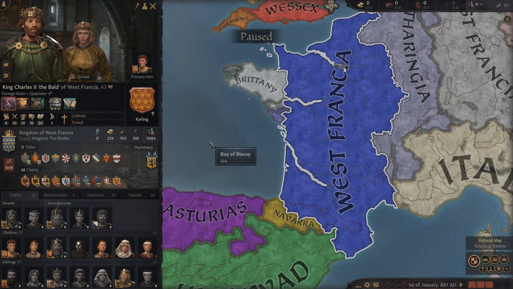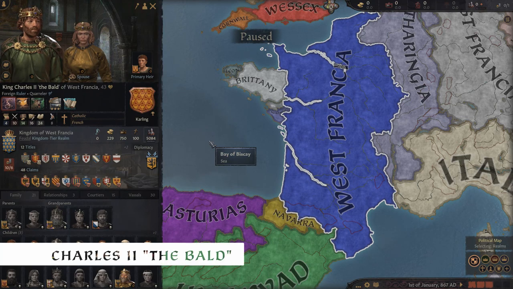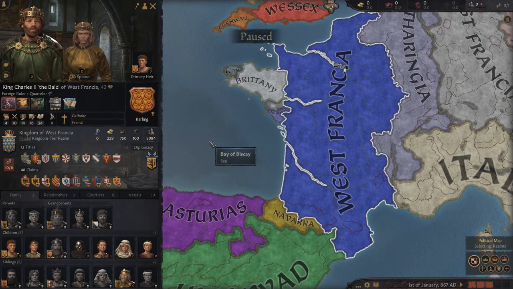We're going to begin in the far west with Charles II, also known as the Bald, King of West Francia. The grandson of Charlemagne, he was given all of Gaul, i.e. West Francia, by his father, Louis the Pious. He actually grew up relatively landless up until that time, which actually means something in terms of his interesting nickname, and I'll get to that in a little bit.